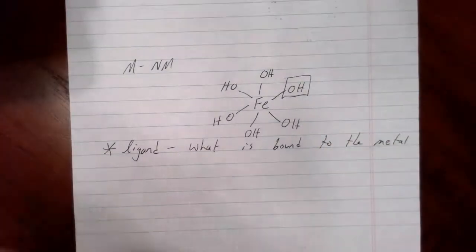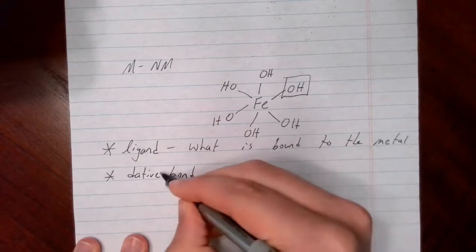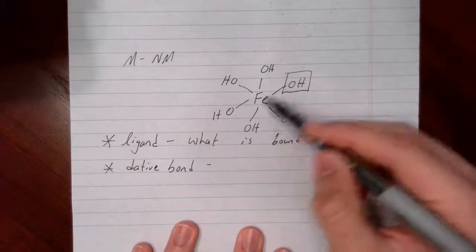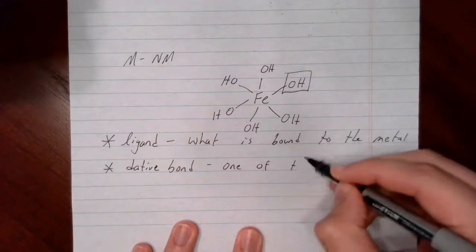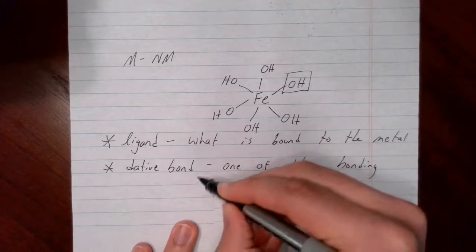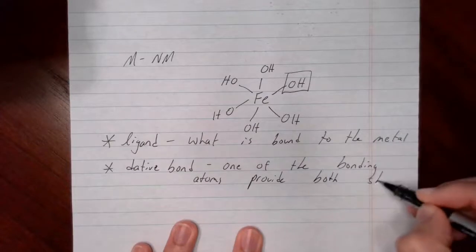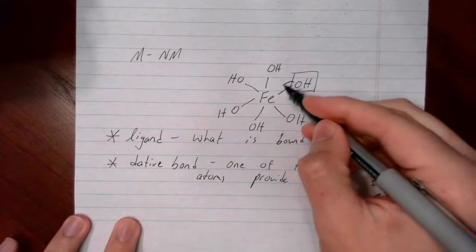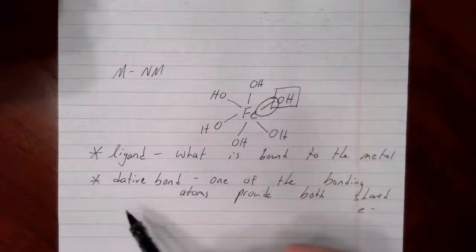A dative bond is a special type of covalent bond where one of the atoms involved in the bond provides both of the electrons being shared. So we'll define it as one of the bonding atoms provides both shared electrons. Okay, so in most examples of covalent bonds, each of the atoms provides one of the electrons being shared, because we know that each covalent bond has 2 electrons. But when you have a coordinate covalent bond, typically you see dative bonding. So the hydroxide, the nonmetal here, would provide both of the electrons for that covalent bond.